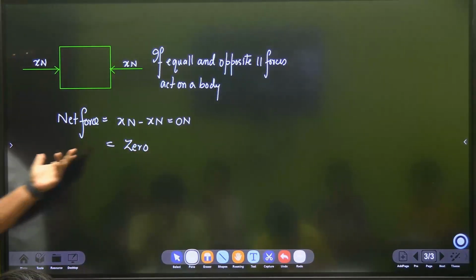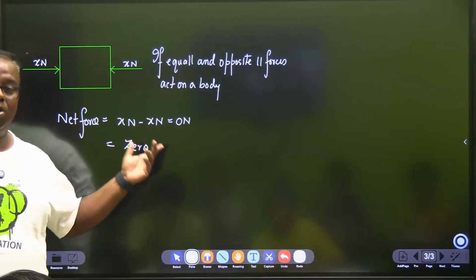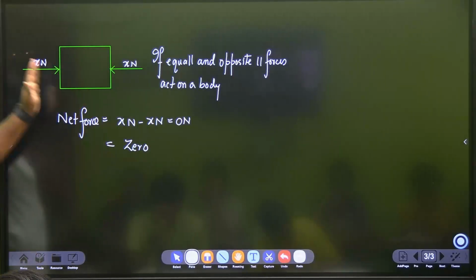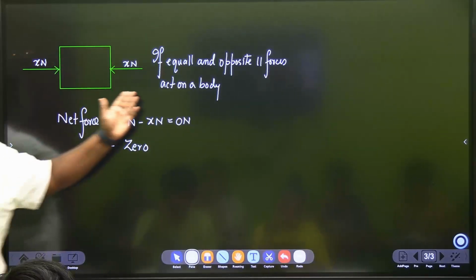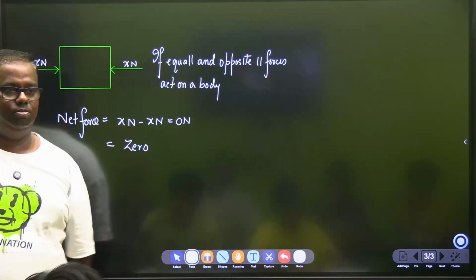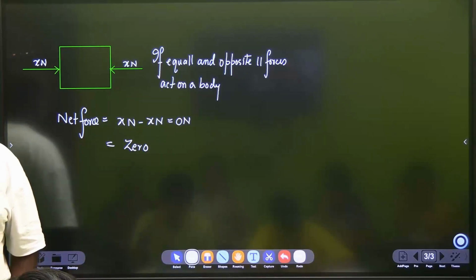This question may come as assertion reasoning to you. If equal and opposite parallel forces act on a body, the net force is 0. If grandma gave you 5 rupees and you spent 5 rupees, what is the net savings? 0. 0. Yes.